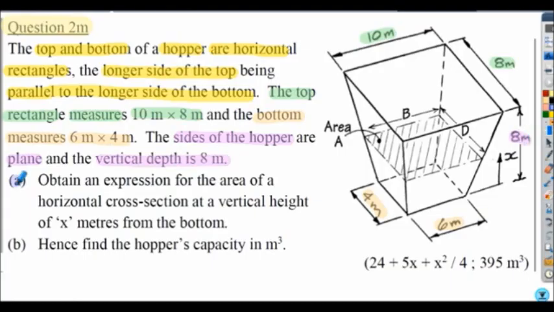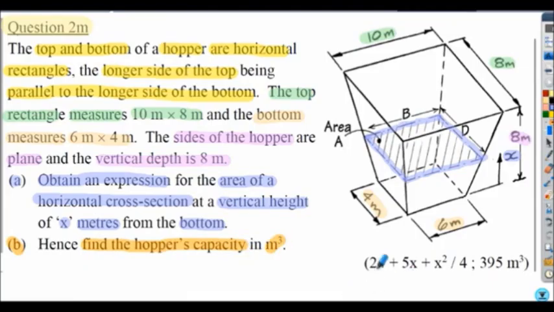Part A of the question, we have to obtain an expression for the area of a horizontal cross-section at a vertical height x meters from the bottom of the hopper. So from the bottom of the hopper we measure dimension x, and this shaded area highlighted in the sketch is the horizontal cross-section for which we have to determine the expression as a function of x. Part B of the question, using the expression derived in part A, we then have to find the hopper's capacity, the volume, in meters cubed, and that's using the integration process.